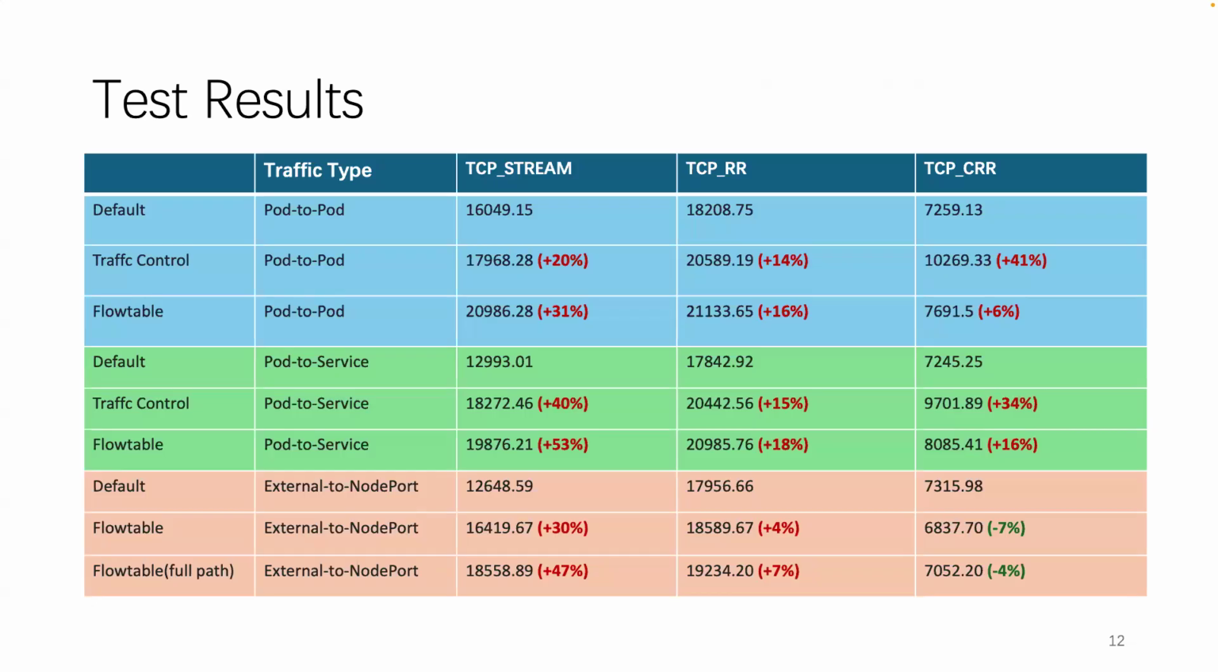So we can enable flow tables for pod to pod and pod to service, and we can exclude external to node port, because we observe that for some benchmarks and for RPC types of workload, the performance is not as good. Then I don't think there would be any downside in enabling flow tables.